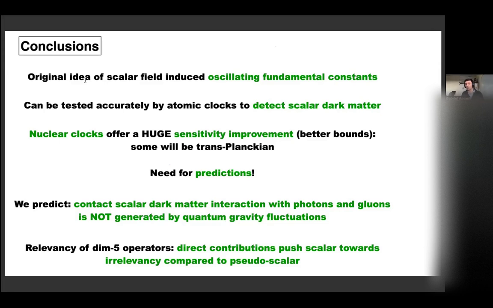And finally, we made some comments on comparing scalar dark matter candidates and pseudoscalar dark matter candidates. Especially, we compared the relevancy of these dimension 5 operators at the free fixed point, and we found that in the case of the scalar dark matter candidates, there are direct contributions coming from diagrams that generically push these dimension 5 operators towards irrelevancy. So it's even harder to make them relevant with quantum gravity fluctuations.